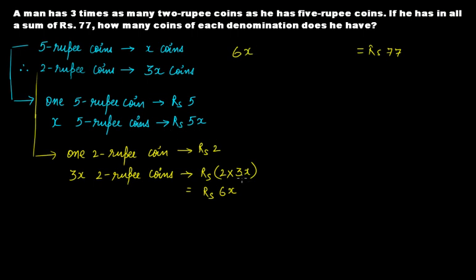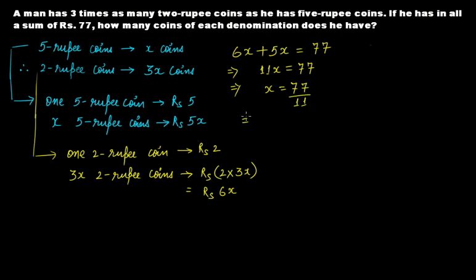Okay, so this 6x plus 5x should be equal to 77. This gives you 11x is equal to 77, and dividing both the sides by 11, you get x is equal to 77 by 11, that is x is equal to 7.